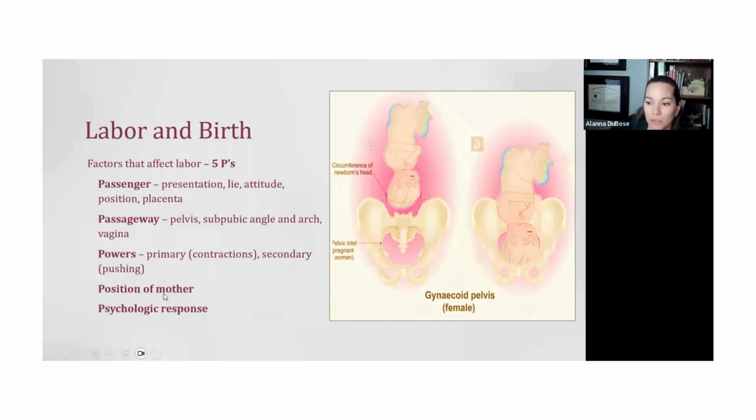The 4th P is the position of the mother. This is important because of how it affects the passageway, okay? And then the psychologic response. How is she coping with the labor, basically, okay? Some Ps that they might try to throw you off on would be like pain. I'm trying to think of some other ones, and I can't right now, but they'll throw extra P words in there to try to throw you off. So just be familiar with those.